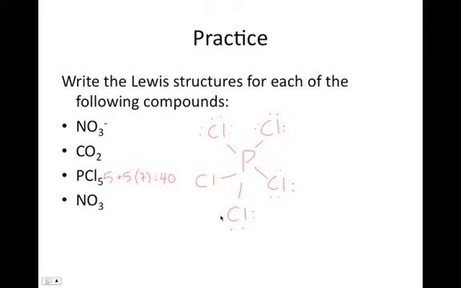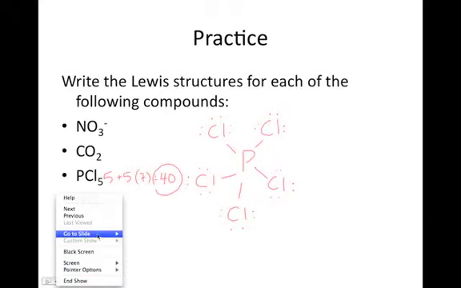Just putting some dots on some chlorines. Okay, now I'm going to count all these up and see if I need to add any more on phosphorus. So 2, 4, 6, 8, 10, 12, 14, 16, 18, 20, 22, 24, 26, 28, 30, 32, 34, 36, 38, 40. Awesome. 40 electrons is what we wanted.